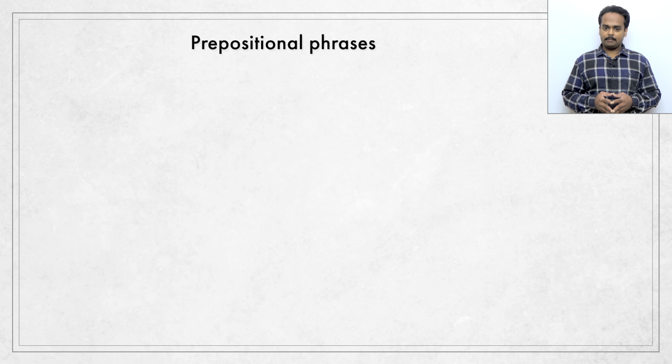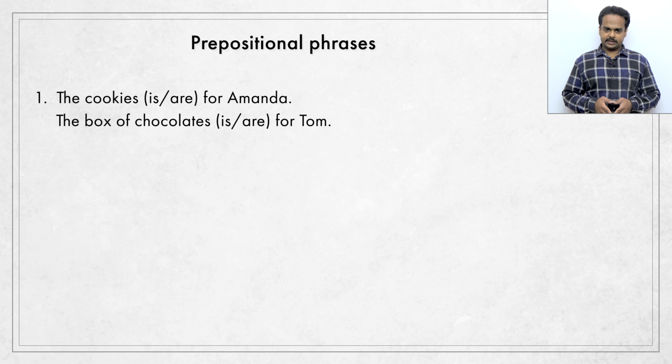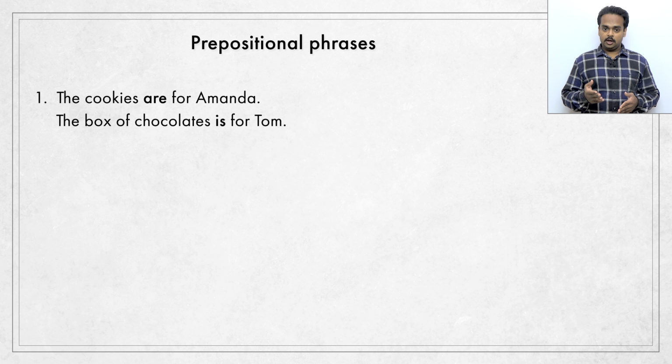Let's start with prepositional phrases. Here's an example. I want you to do this as an exercise. You see, there are 2 places where you have to choose between is and are. The cookies is for Amanda, or the cookies are for Amanda. And the box of chocolates is for Tom, or are for Tom. What do you think? Well, here's the answer. The cookies are for Amanda, and the box of chocolates is for Tom.